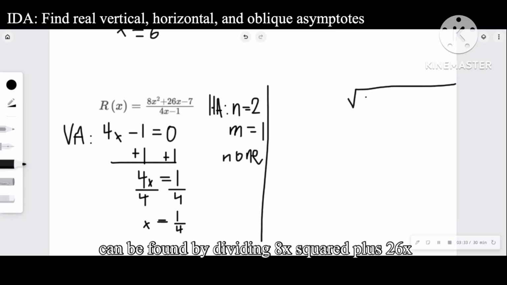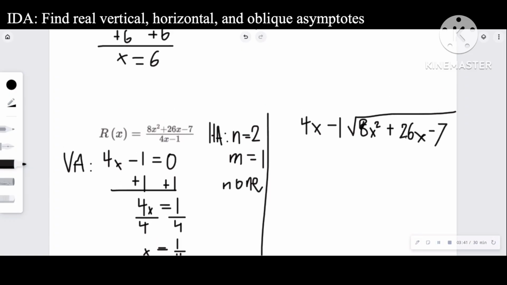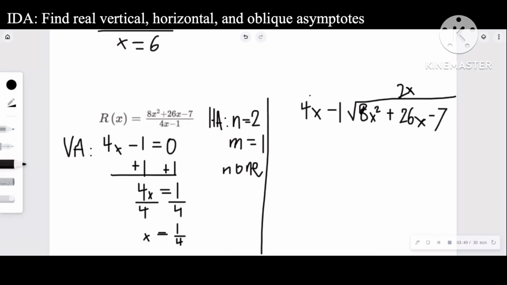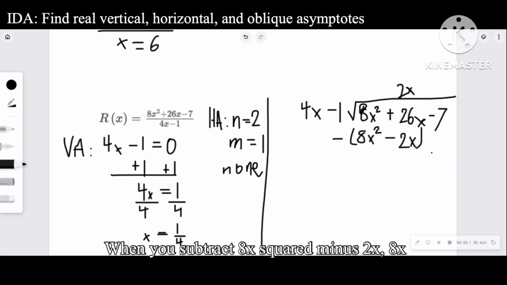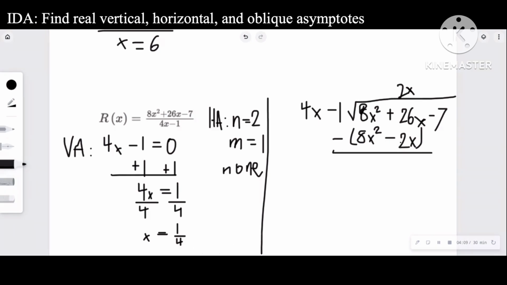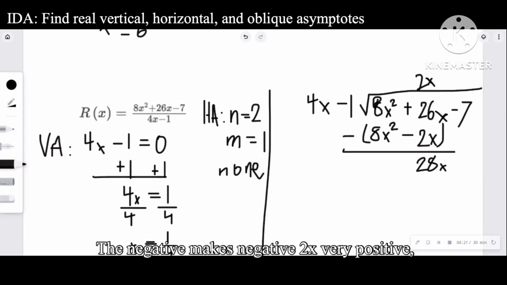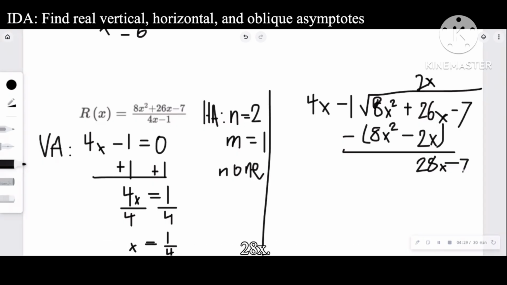It can be found by dividing 8x squared plus 26x minus 7 by 4x minus 1. 4x goes into 8x squared 2x times. 4x times 2x is 8x squared, and negative 1 times 2x is negative 2x. When you subtract 8x squared minus 2x from 8x squared plus 26x, we're left with 28x. The negative makes negative 2x positive, and then you add 26 to get 28. Then you drag negative 7 down and add it to 28x.